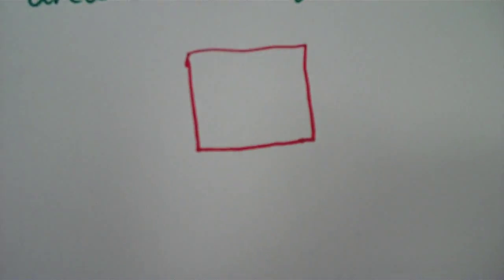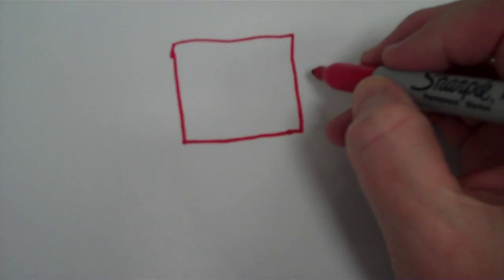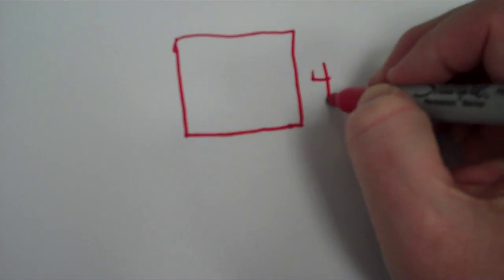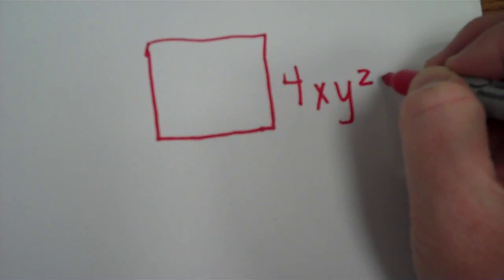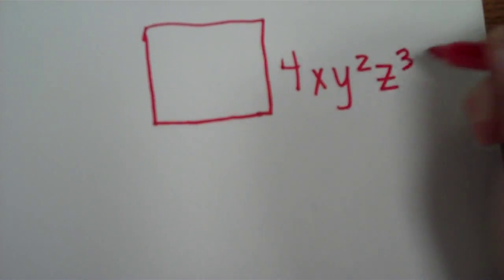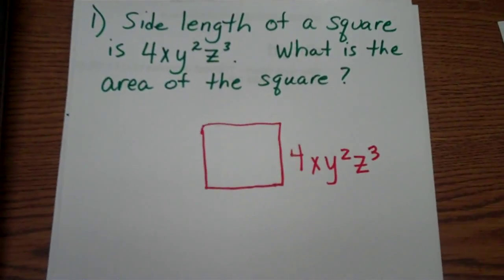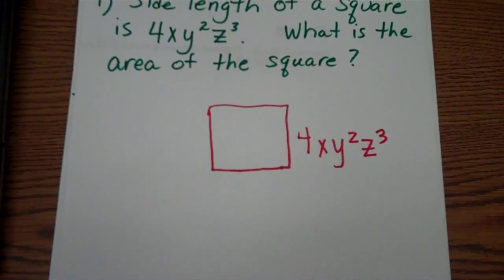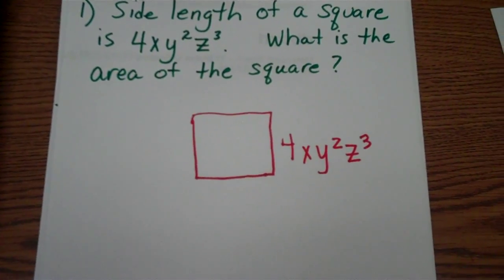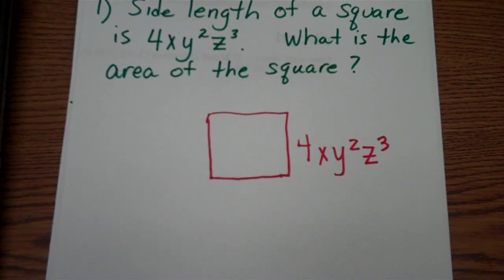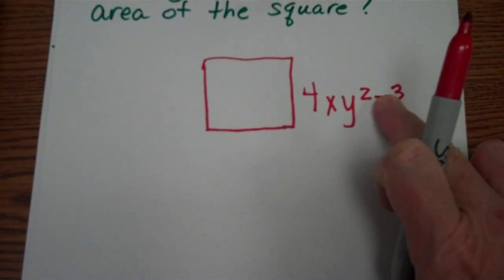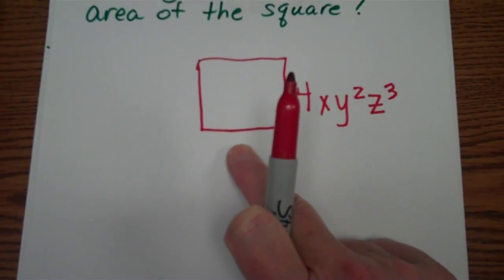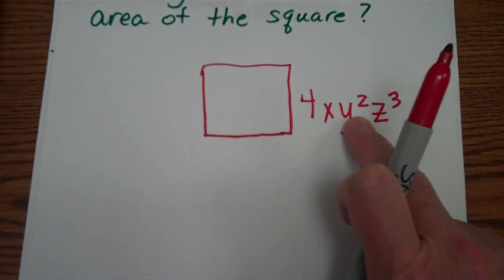we will draw the square. And it's given us a side length of 4x y squared z cubed. So now we've drawn a picture of what it's asked us for. Now it's asking us to find out what the area of the square is. Well, the area is going to be side times side, or since it's a square, side squared.